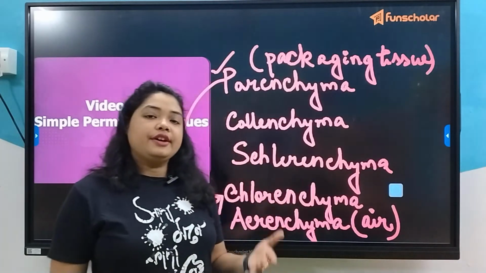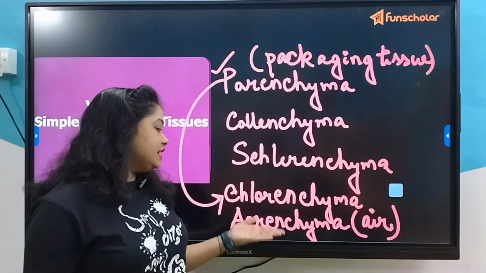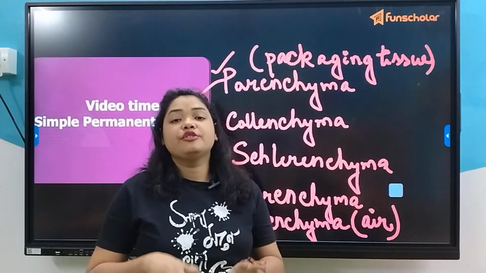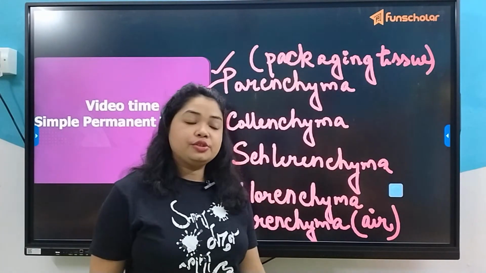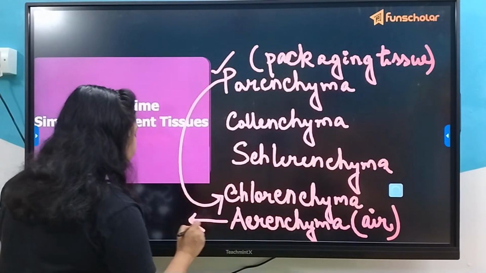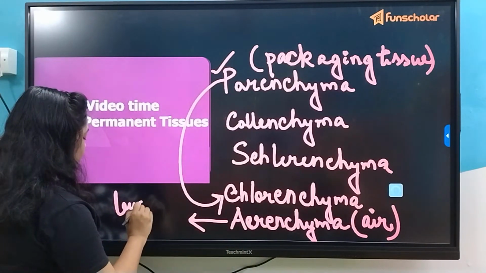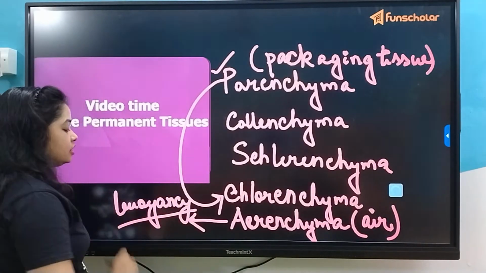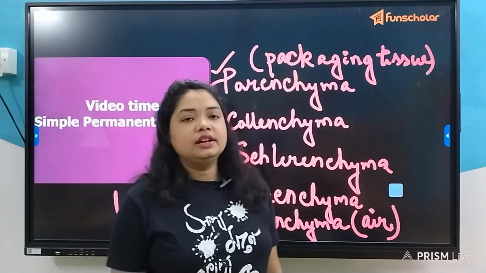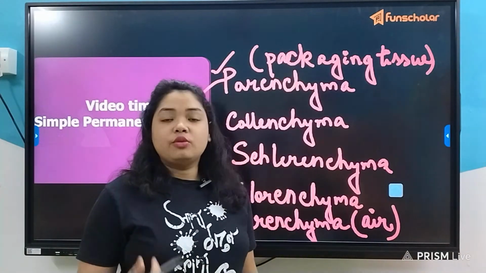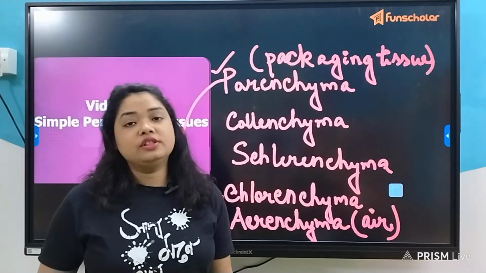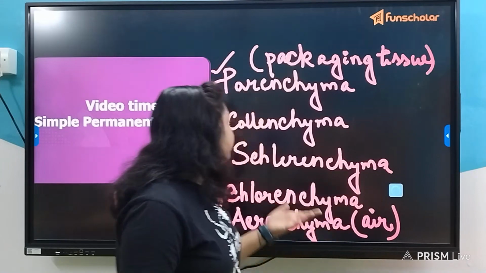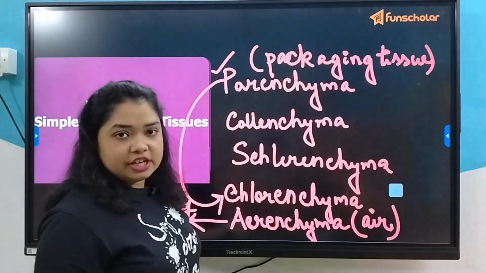So therefore, it is very obvious that aerenchymatous tissue will be found in the leaves of the plants which float on the surface of water. So that means it provides buoyancy. It provides buoyancy. So therefore, it helps the leaves of the aquatic plants to remain afloat on the surface of the water. So there are various types of the parenchymatous tissue.